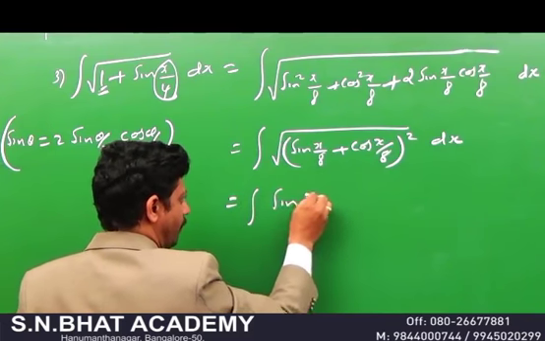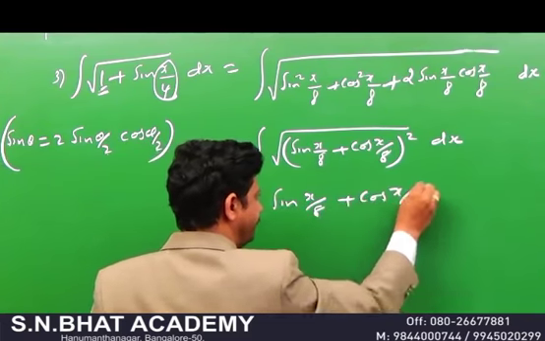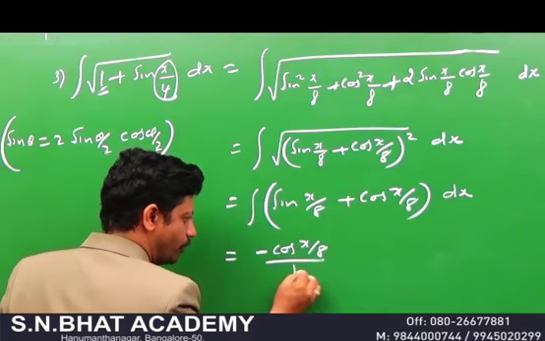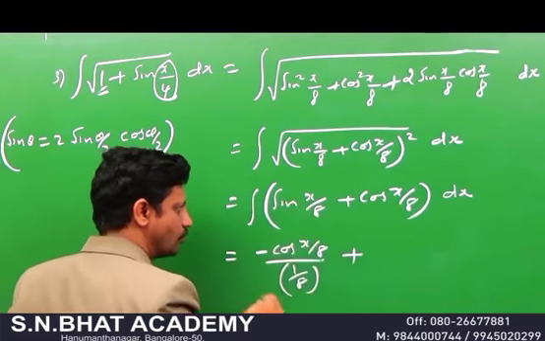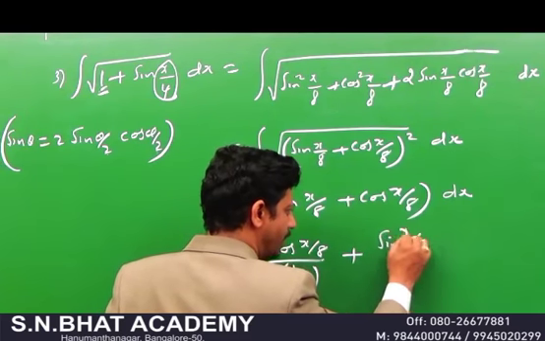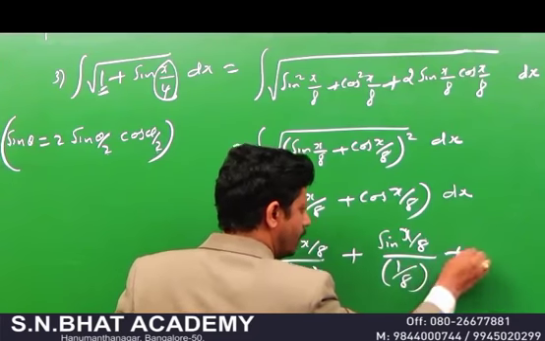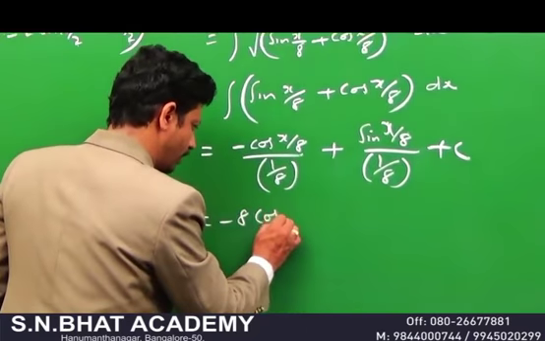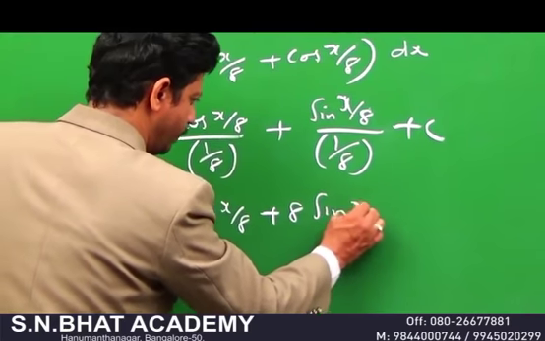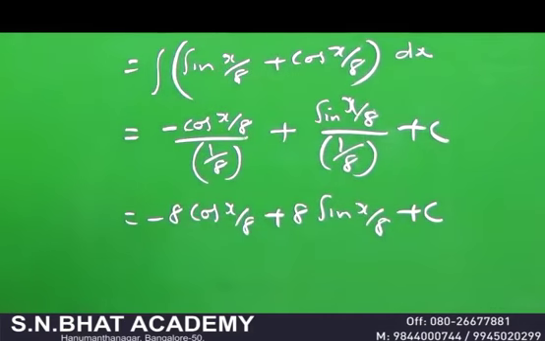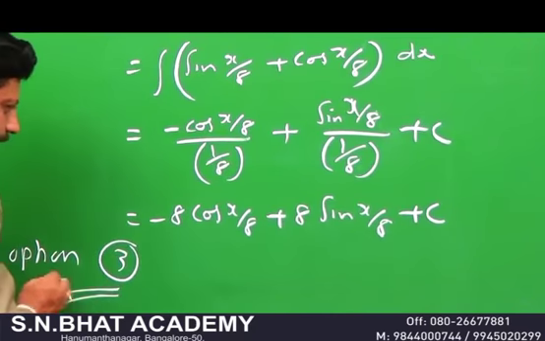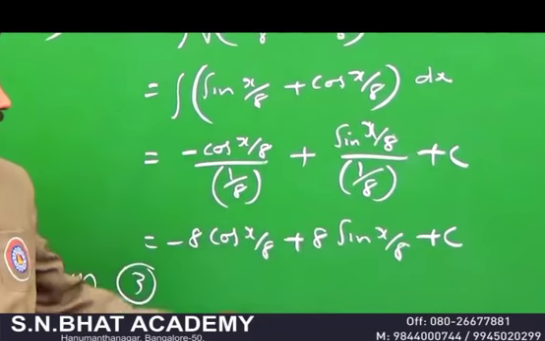And it is the integral of sin x by 8 plus cos x by 8. Now it's very easy. For sin, the integral is minus cos. Of course, we have to divide it by the coefficient of x. Coefficient of x is 1 by 8. The integral of cos x by 8 is sin x by 8 divided by 1 by 8, and it is minus 8 cos x by 8 plus 8 sin x by 8 plus c. So this is the answer. It is option number 3. So option 3 is the correct answer. Minus 8 cos x by 8 plus 8 sin x by 8 plus c.